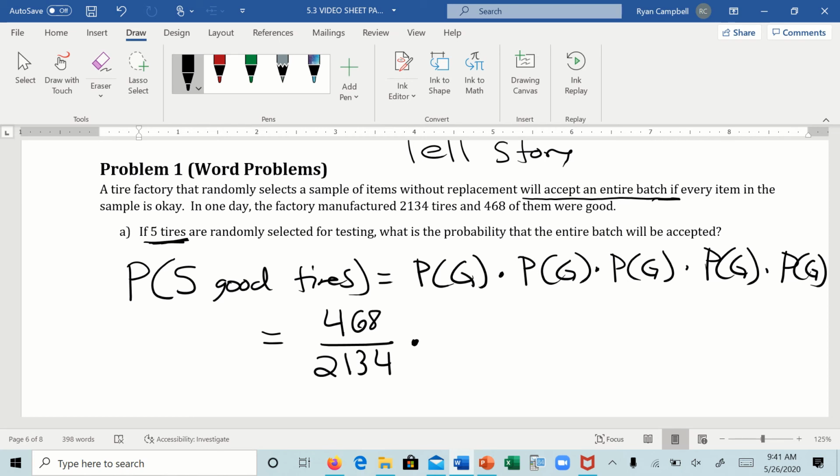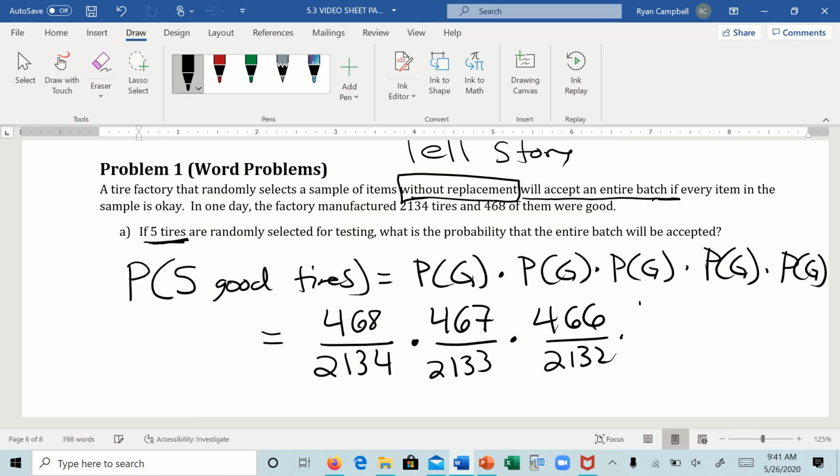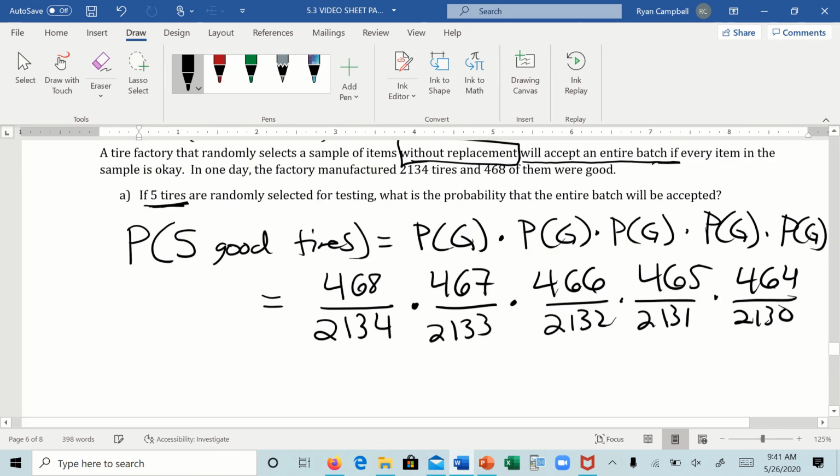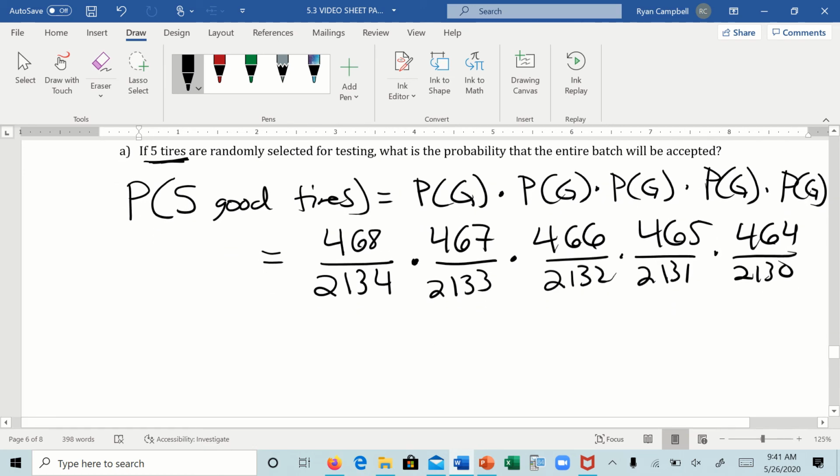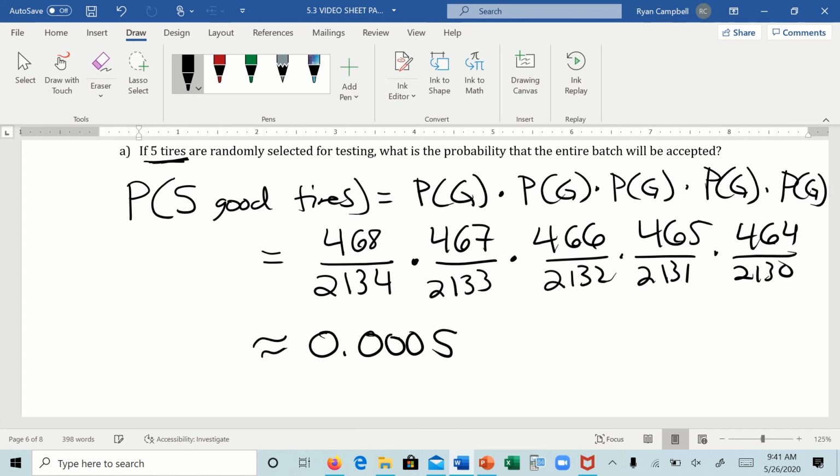Times. All right, so we have to ask ourselves, is this with or without replacement? This is without replacement, right? Which means that we have to go down in tires. We took out a tire, so now we only have 2133, and that tire was good, so we have one less good tire. For the third one, we keep going down, right? We have one more less tire, and we have another, and we have another. And when you type all this into your calculator, you should see that we get about 0.0005.